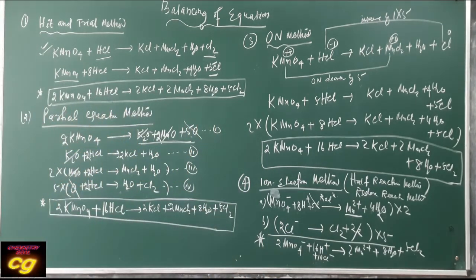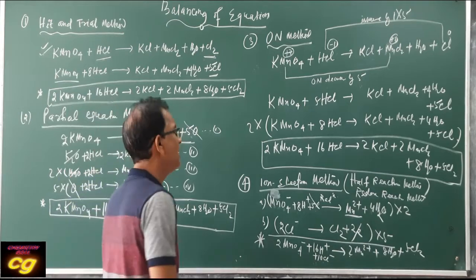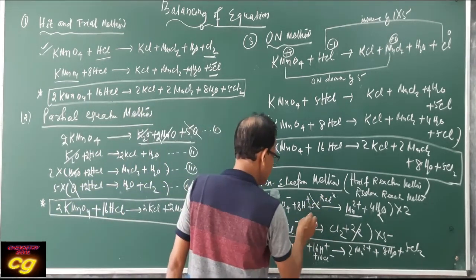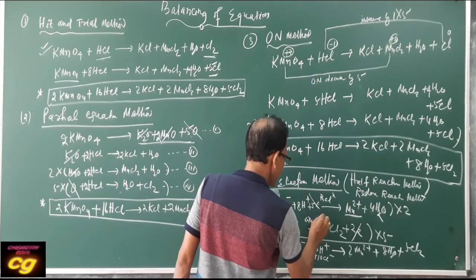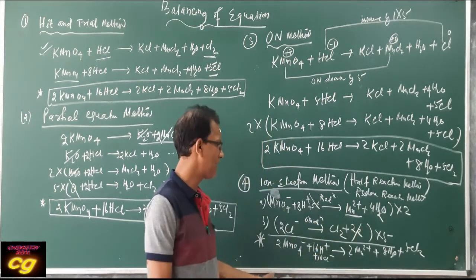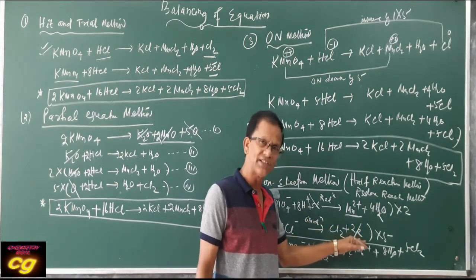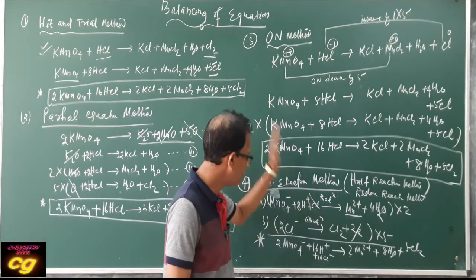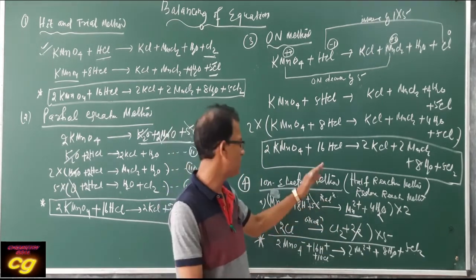So the important method is the ion electron method. In the ion electron method, you have to divide the equation into half equations, one reduction and another oxidation. Oxidation means loss of electron, with the electron added on the right side. When the electron is added on the left side, that is reduction. So the whole equation is divided into oxidation and reduction equations.